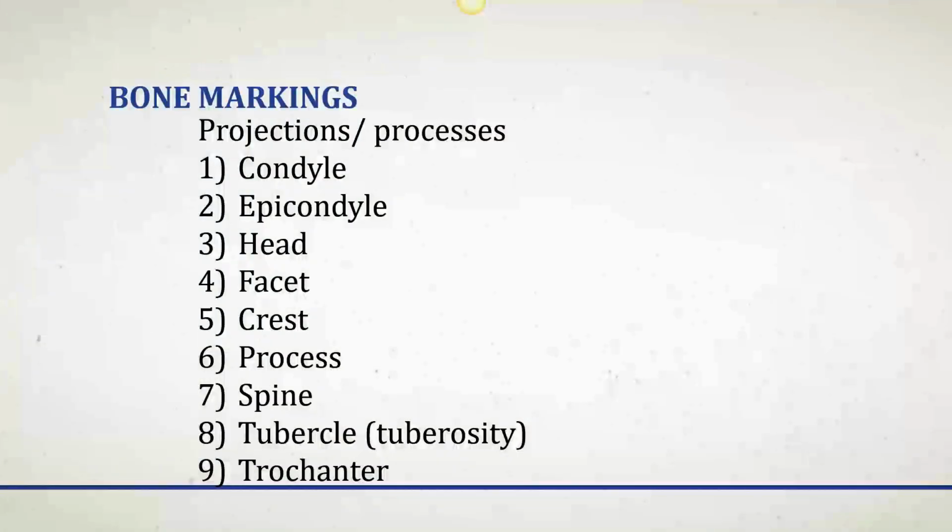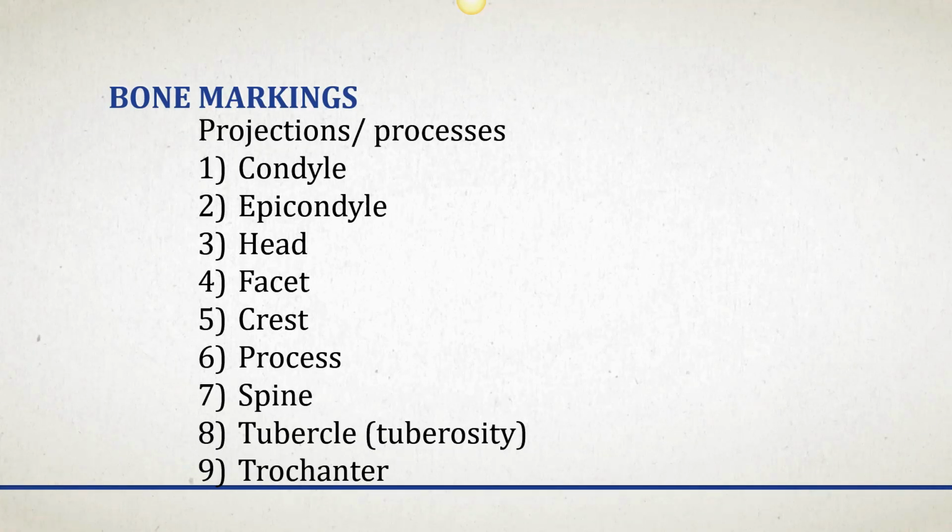So we start by going through some of the bone markings, projections, processes, and depressions and openings, because some of these will come back as we go through what all of these bones are later. So a condyle is a bump on a bone. An epicondyle is a bump above a condyle. A head would be the top of the bone. A facet is a smooth, flat surface of a bone. A crest is a ridge on a bone.